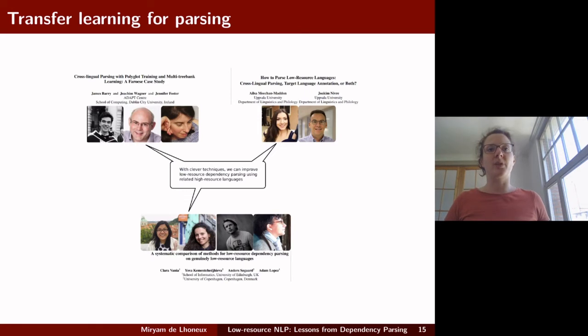And a lot of work has built on this idea that you can train parsers on related languages and use different techniques to transfer the knowledge from related languages. And these are 3 examples that obtain really good LAS improvements from using various techniques such as data augmentation or polyglot training, where you train 1 parser for multiple languages, etc.